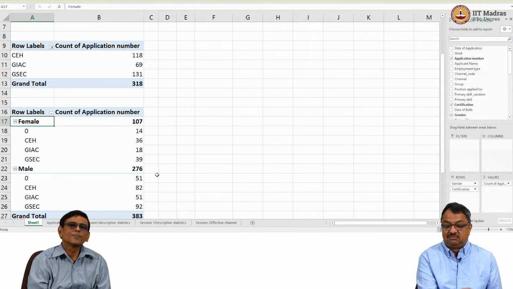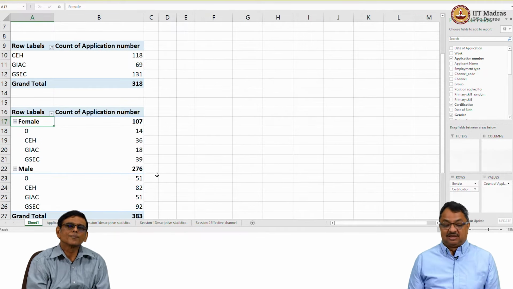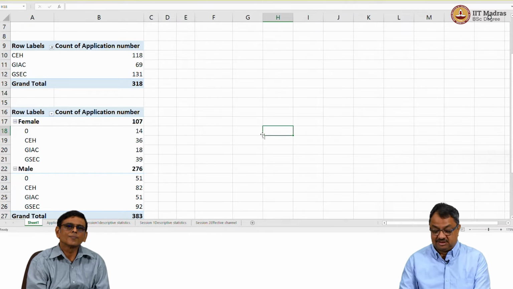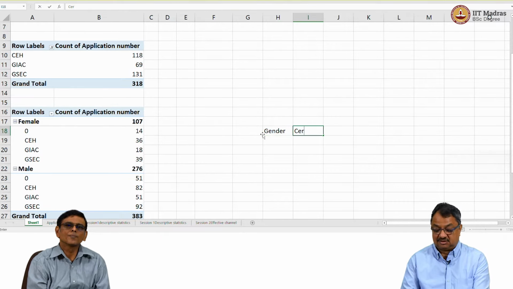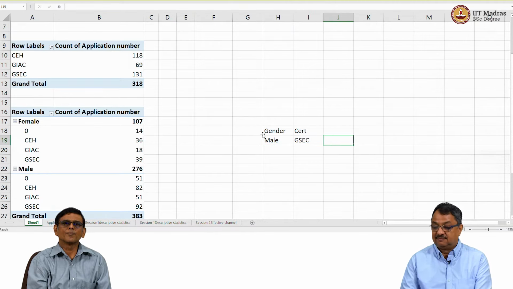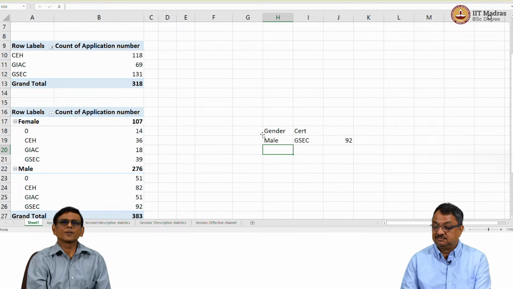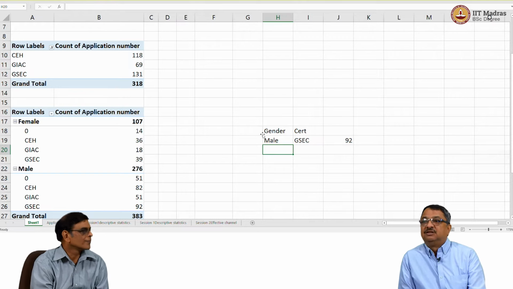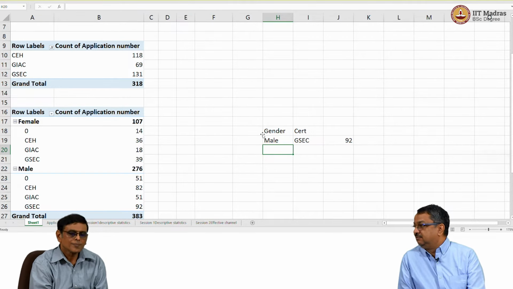And then out of this we could pick up the data that we wanted to show Varsha. As an example, if Varsha was only interested in gender and certification, let's say male and GSEC, then you could say the count was 92. And there's a little bit of summary that you could create by hand.